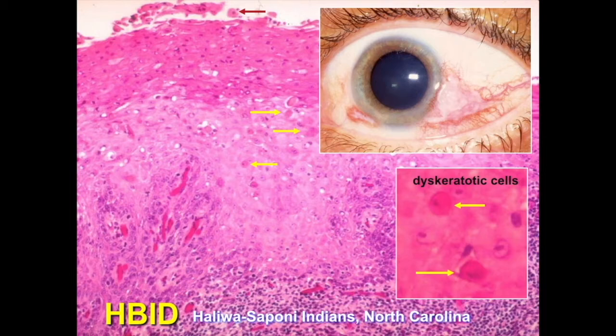The parakeratin in these lesions is very characteristic. It's composed of round dyskeratotic cells. This condition initially was described in a triracial isolate called the Haliwa-Saponi Indians, who live in Halifax and Warren counties of North Carolina.